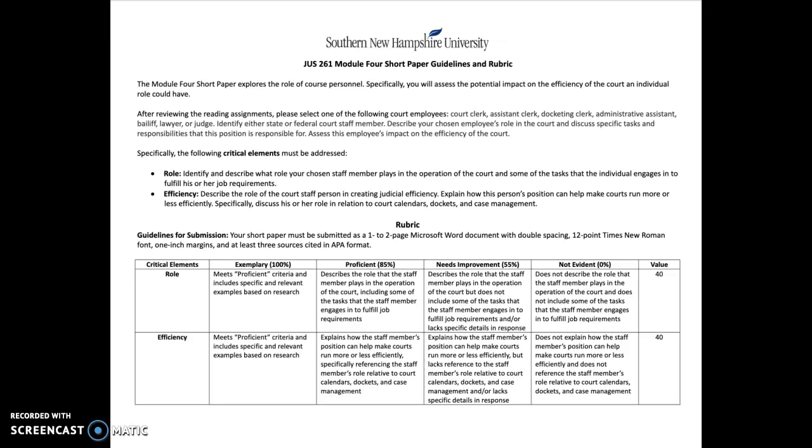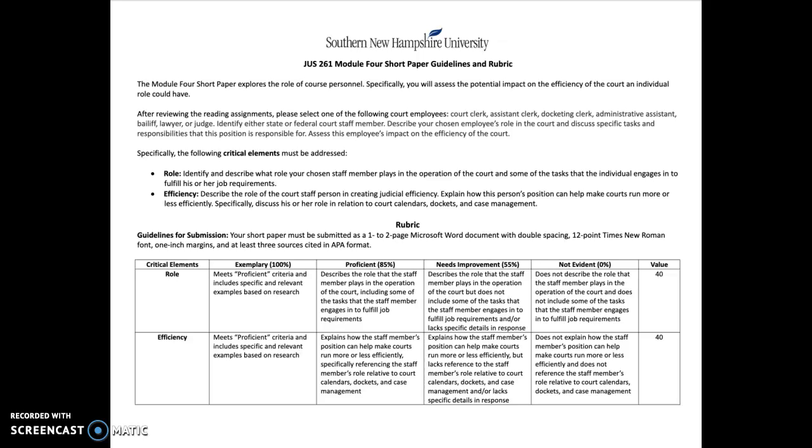So we are nearing the halfway point here. And so the focus this week in both our discussion assignment and our short module paper is going to be on court employees and the different types of employees that make up the court system and their roles within our court system. So hopefully you'll learn a little bit about a position, one that you might be interested in or one that you're just curious about. So that's what we're going to work on this week.